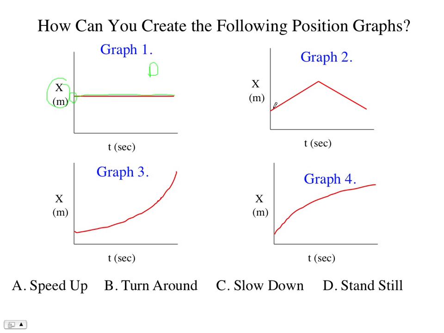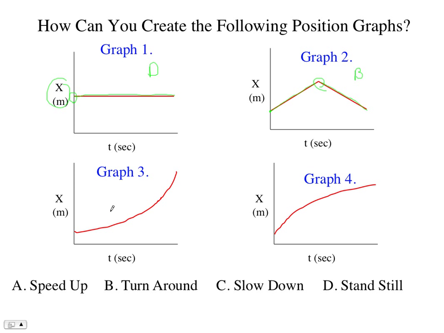Graph 2, we're not standing still now. We start out at some initial x and increase our x position, so we're moving away from the detector. And then now we're going back toward the detector. And so we'd move away, and here we're changing direction, turning around probably. And so B would be the best answer here.